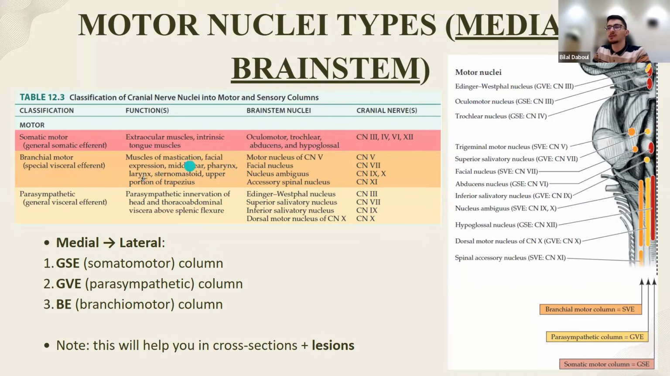You also have the muscles of the pharynx and larynx, primarily corresponding to the vagus, but also some glossopharyngeal, because the glossopharyngeal supplies a single muscle, which is the stylopharyngeus, which I discussed previously. So, in conclusion, medial to lateral motor nuclei: GSE, GVE, BE. General somatic efferent, then GVE, which is general visceral efferent or parasympathetic, and finally branchial efferent or branchiomotor. That's for the motor nuclei.